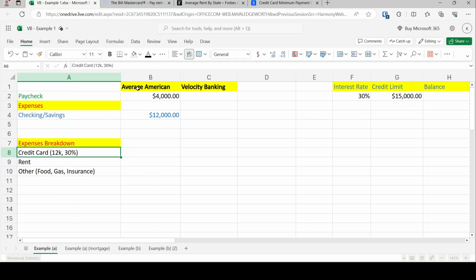Okay? What we're going to do is use our entire paycheck, put it into our debt, and then use our credit card line of credit as our main operating account. That's really the only difference.